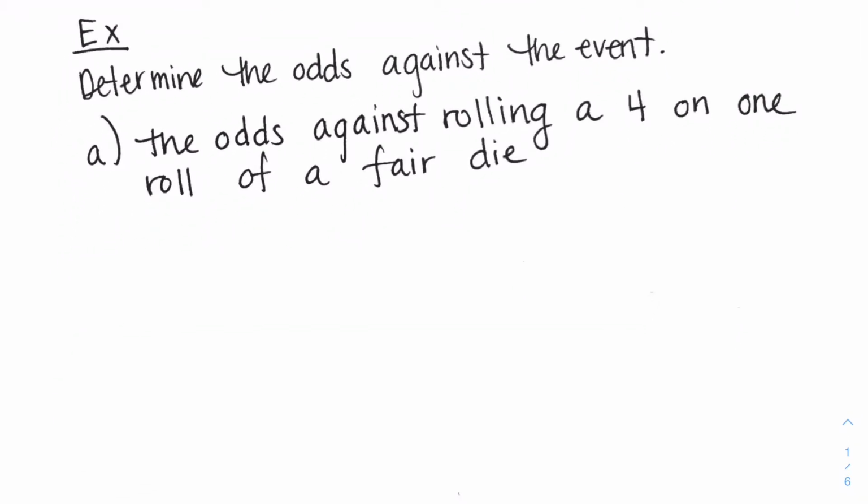So let's start with a standard die. We want to determine the odds against the event occurring. The event we're going to look at is the odds against rolling a 4 on one roll of a fair die, so a standard die. We need to figure out two things. The event occurring is rolling a 4, so we need the probability of rolling a 4, and we need the probability of failing to roll a 4.